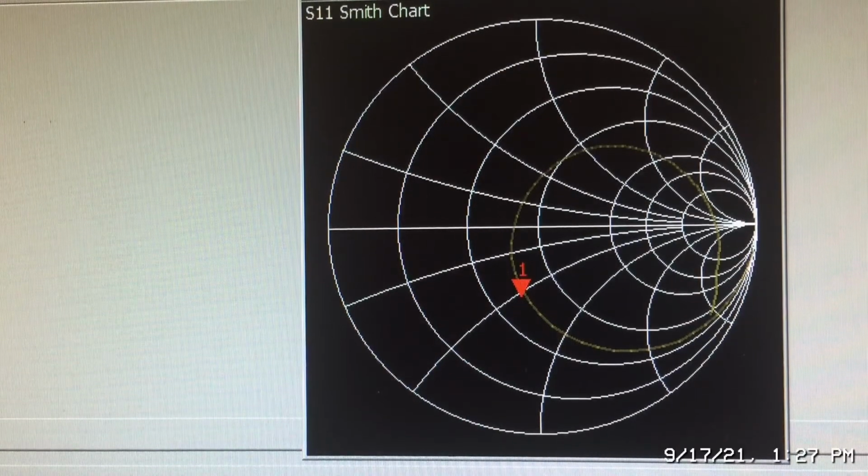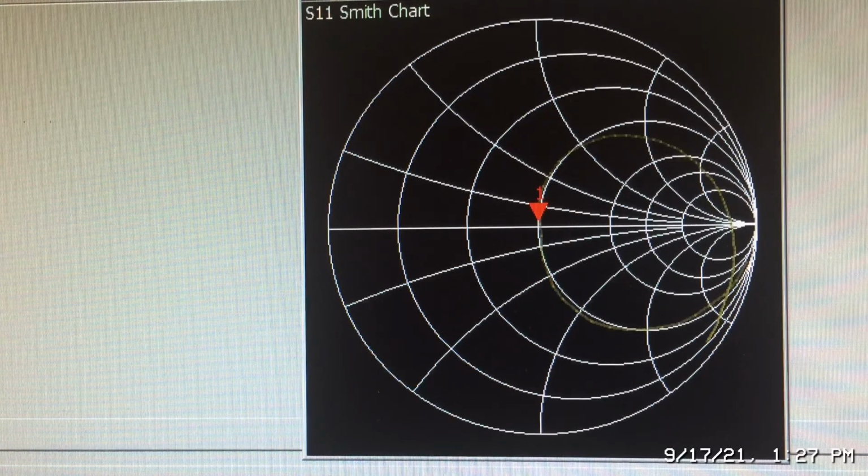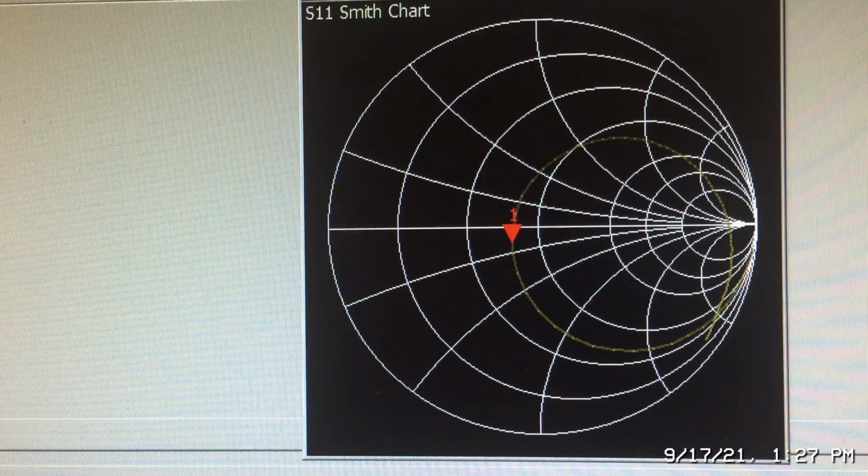Okay, so now, instead of rotating it counterclockwise, we've got to rotate it clockwise, and we can do that by adding some inductance. So let me just reposition the jumper. And you can see that we've rotated clockwise and moved toward the center line by increasing the inductance. So that's the interaction between the capacitor and the inductor, and that's how we can use one to cancel out the other.